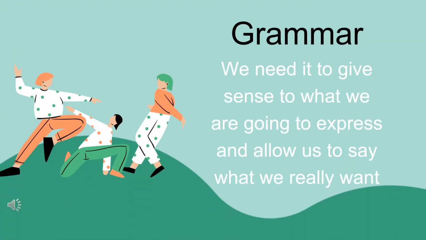Grammar gives meaning to what we are going to say because it helps to give sense and allows us to say what we really want to express. For this reason, it is necessary. It is implicit in what learning a foreign language involves. It is not only about conjugating or translating verbs.